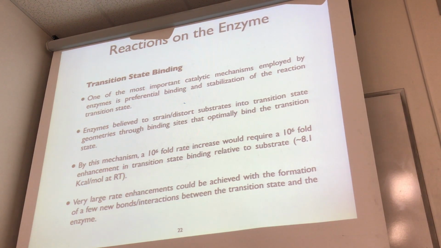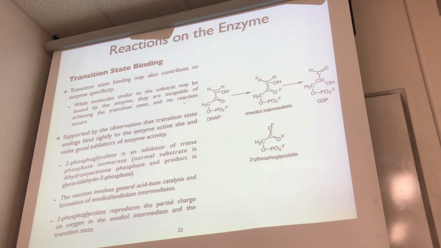Just by this mechanism alone, through stabilizing the transition state, you get a 10 to the 6-fold increase in the reaction. By this mechanism, a 10 to the 6-fold increase will require a 10 to the 6-fold enhancement in transition state binding relative to substrate, about 8.1 kcal per mole at room temperature. It's a very large rate enhancement that would be achieved by the formation of a few new bonds between the transition state and the enzyme. A few hydrogen bonds, a few dipole-dipole interactions, a few electrostatic interactions would be sufficient to get this 10 to the 6-fold increase in stabilization of the transition state.